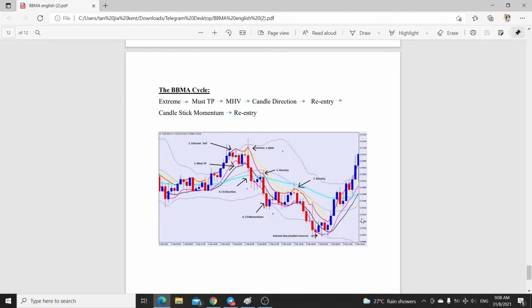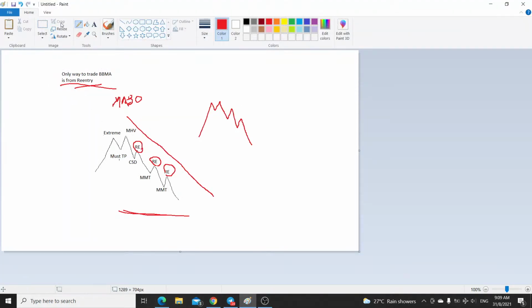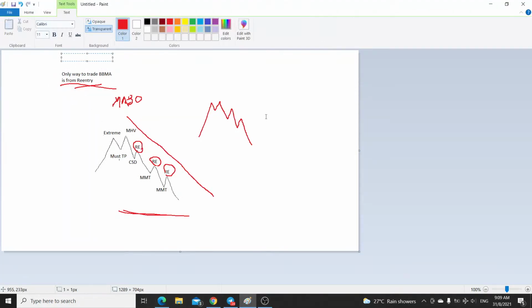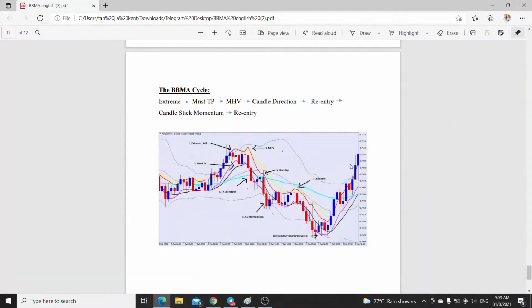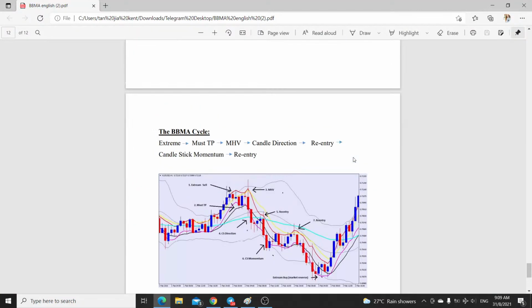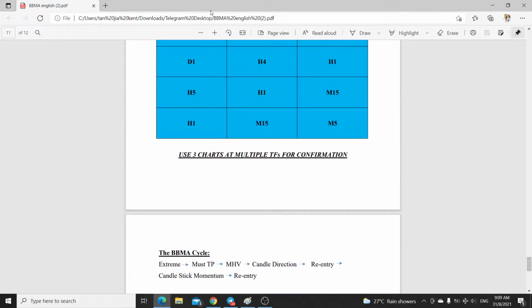You know, market is not perfect. It doesn't give you this structure all the time, like it is really proven here. So the second thing you know is that the market does not move in line with the market structure, the BBMA cycle. Sometimes the market does not move in line with the BBMA structure. Sometimes it does.